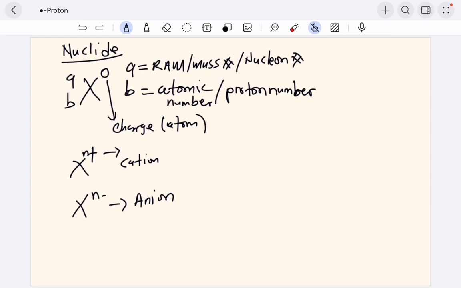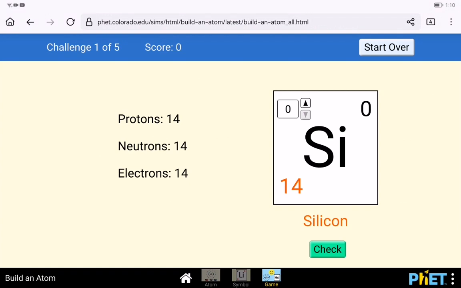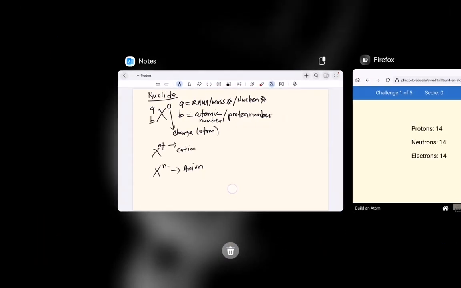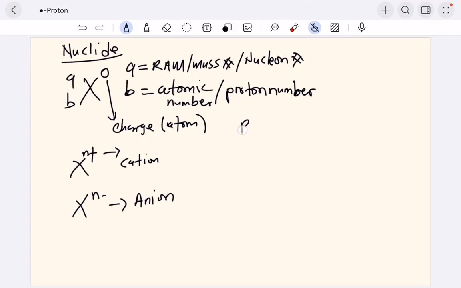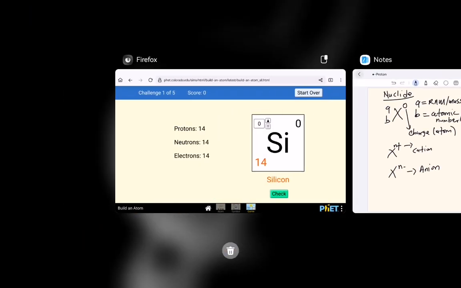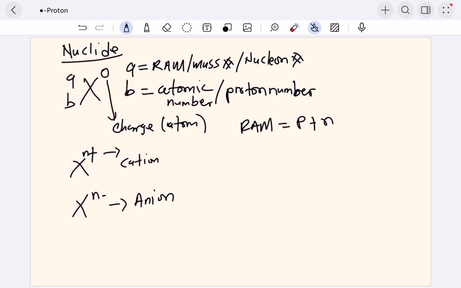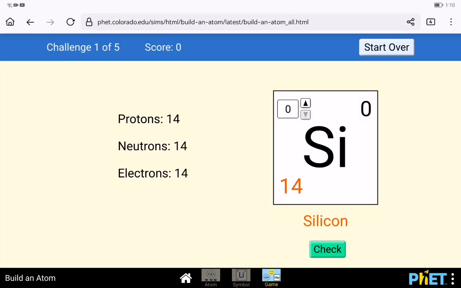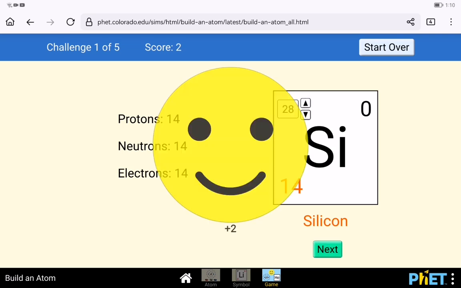So back to the question. In this question we are required to calculate the mass number. If you remember in the previous video, I gave you the formula. To find the relative atomic mass, which is the mass number, we just add the P and the N. So when we look at the question here, your proton number is 14, your neutron number is also 14. So it's going to be 14 plus 14, which will give you 28. So in this case, our mass number is supposed to be 28. 14 plus 14. And the answer is correct.